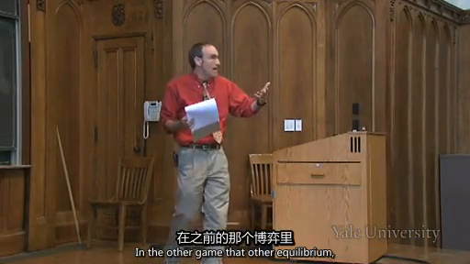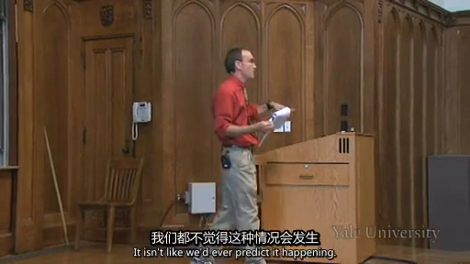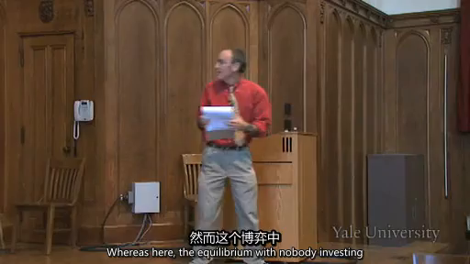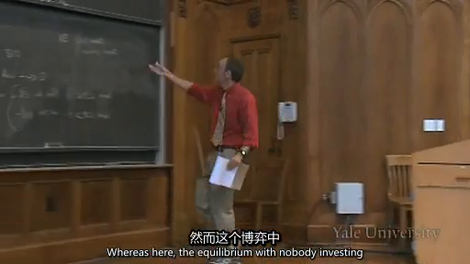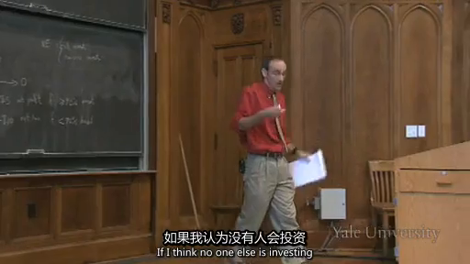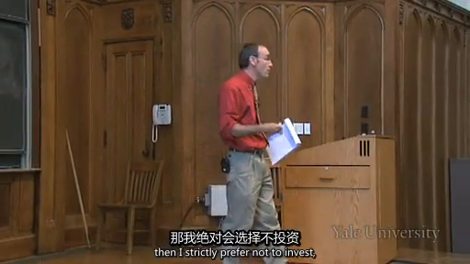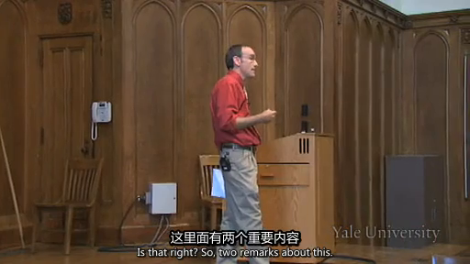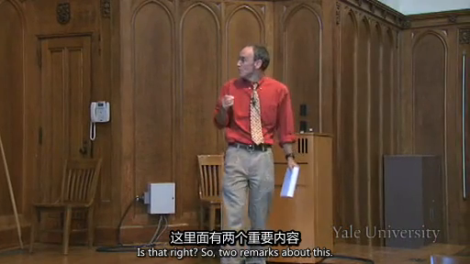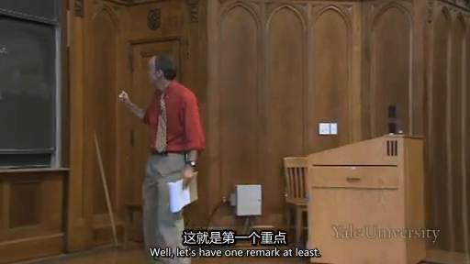In the other game, that other equilibrium, the 0-0 equilibrium, seemed like a silly equilibrium. It isn't like we'd ever predict it happening. Whereas here, the equilibrium with nobody investing actually is quite a plausible equilibrium. If I think no one else is investing, then I strictly prefer not to invest. Is that right? Okay. So two remarks about this. Well, let's have one remark at least.